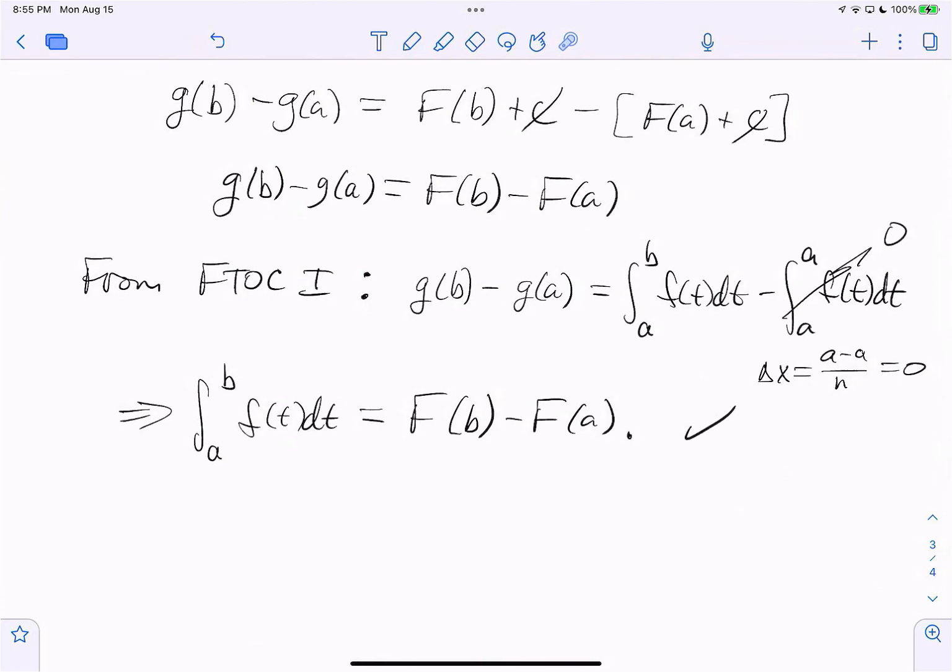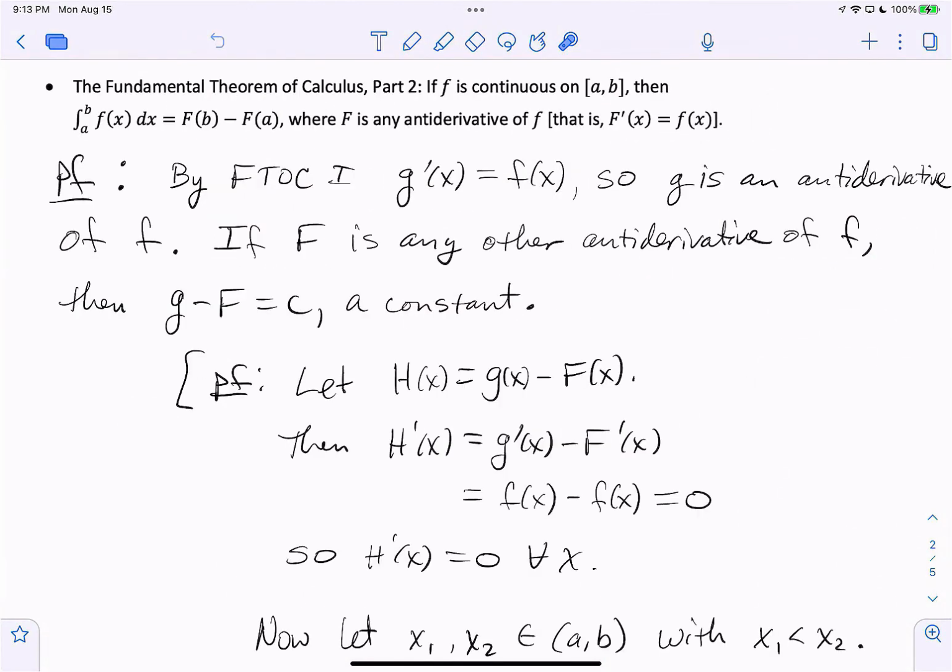Here's the punchline. If I want to compute the value of a definite integral, I find an antiderivative and evaluate it at the upper limit, evaluate it at the lower limit, subtract the two, and that number is the answer. I don't have to go through that limit process anymore. Woohoo! At this point, I should point out that we used the Fundamental Theorem of Calculus Part 1 in the proof of the Fundamental Theorem of Calculus Part 2.